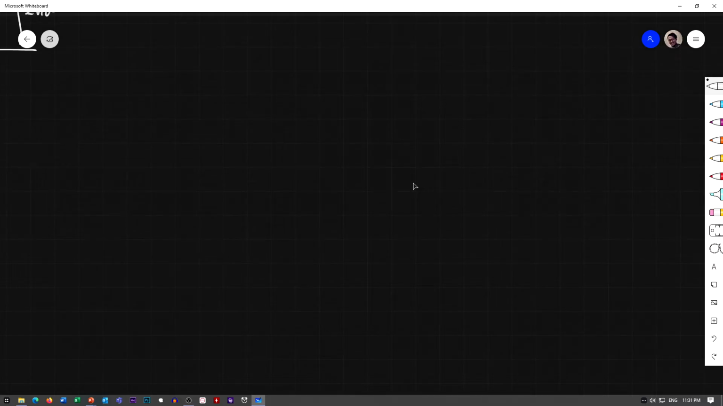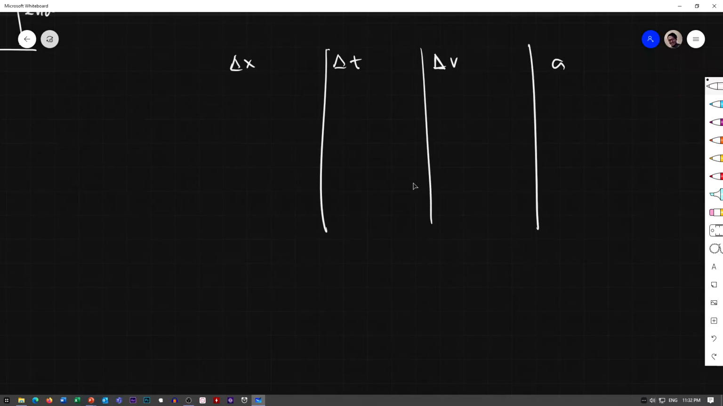I'm going to construct a table for you to easily determine when to use which equation. So we have the variables displacement, time, velocity, then acceleration. It's okay if it's not aligned. The important thing is this is just a checkbox.